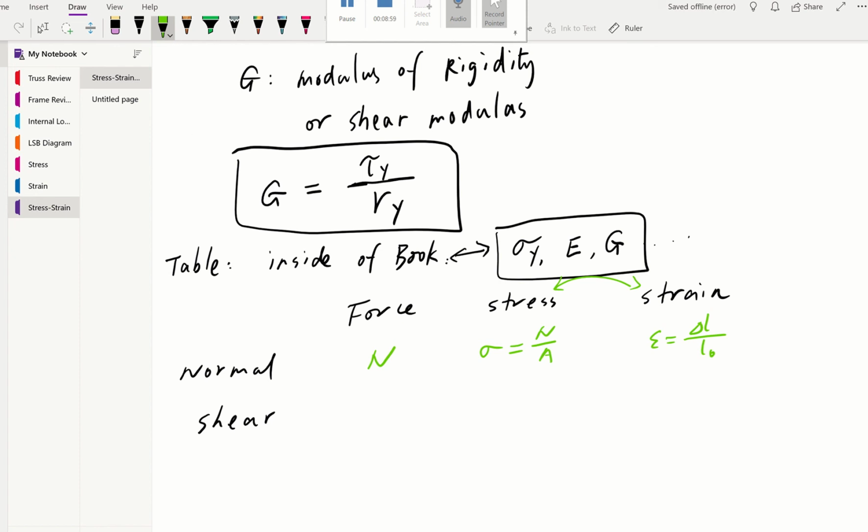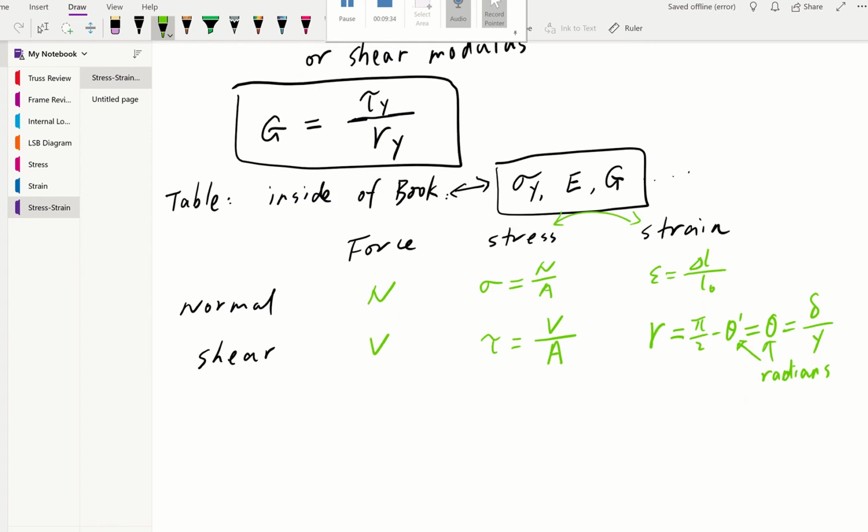And shear force is V. Our shear stress tau is V over the area where the shear force is acting. And our strain, gamma, has a couple of expressions. You can have pi over 2 minus theta prime, or theta, equal to opposite over adjacent. Remember, all those angles have to be in radians.